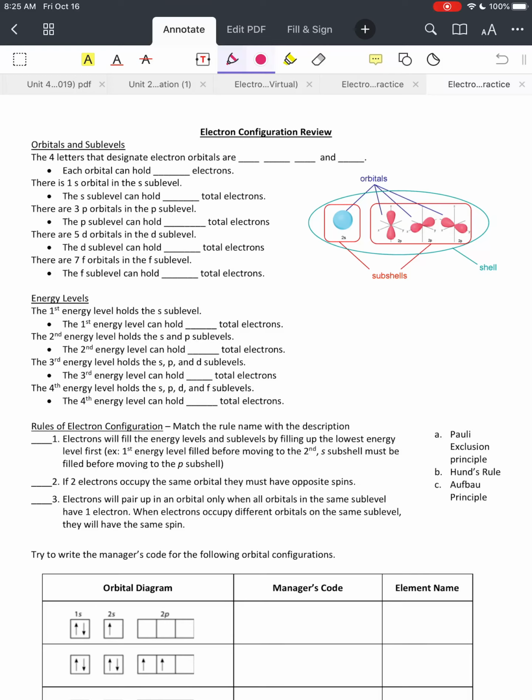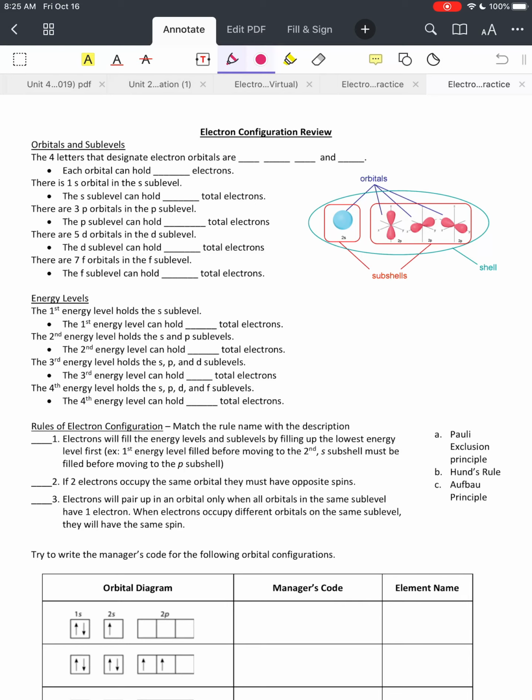Okay, so I'm going to walk you through these notes. This is the second part of the electron configuration notes. This will make more sense, obviously, if you've already completed the POGIL. So make sure you've completed that first and watch that video, and then do this one.